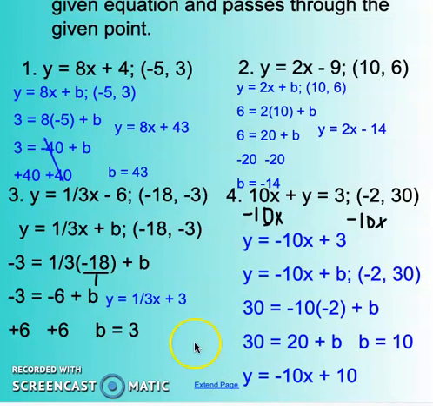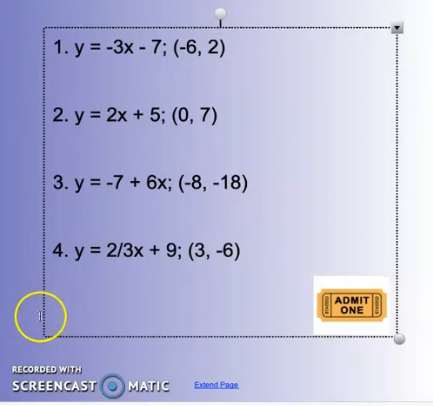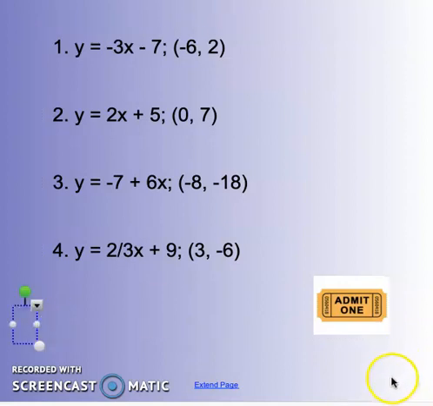Excellent job. So what I would like for you to do, I want you to try this out now. Here are your ticket problems, and work through them and make sure to submit them on Schoology.